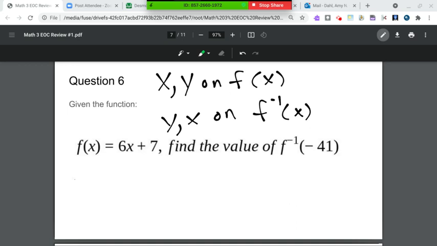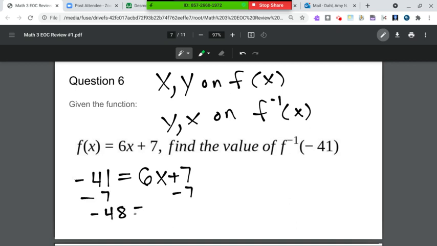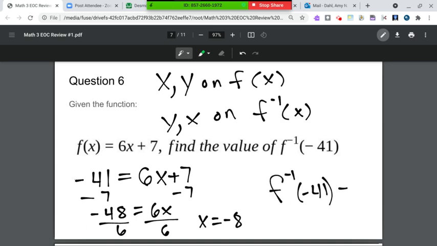And that's it. So negative 41 equals 6x plus 7. Subtract 7. Negative 48 equals 6x. Divide by 6. X equals negative 8. F inverse of negative 41 equals negative 8.